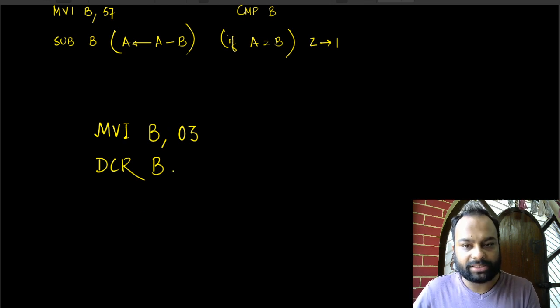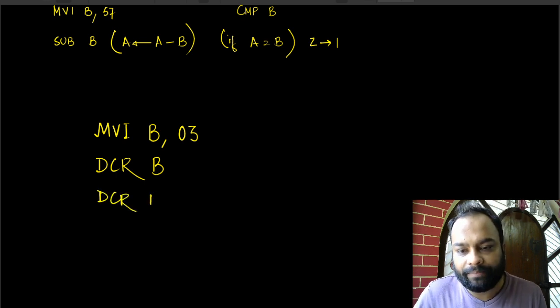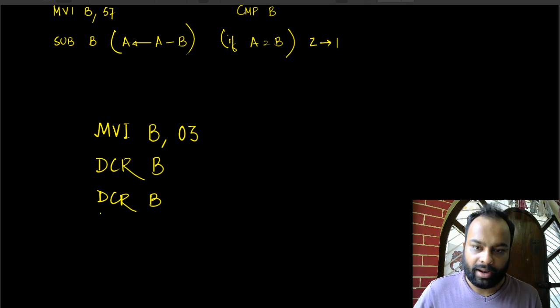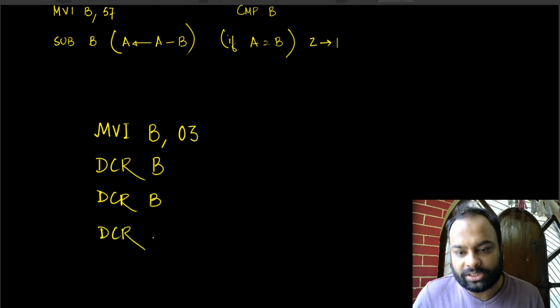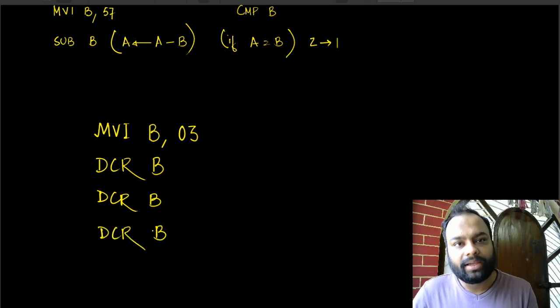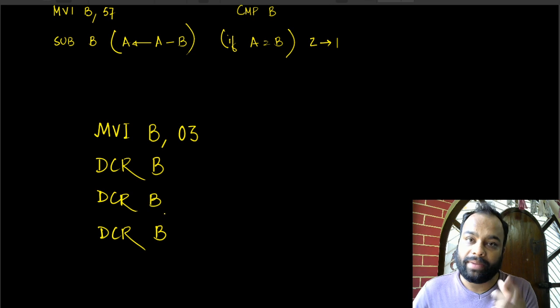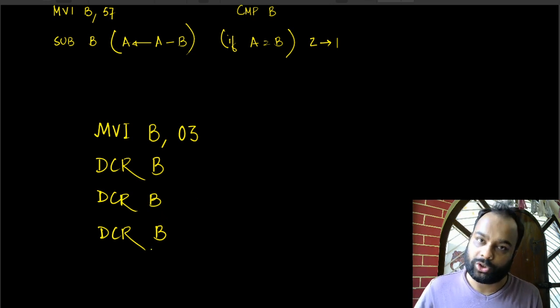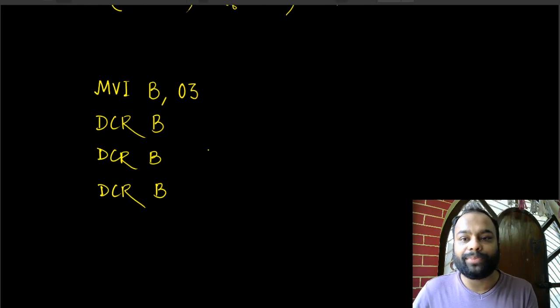Register B decrements and attains a value of 2. Then if I do DCR once again, it gets a value of 1. And if I do a DCR once more on register B, register B would now have become 0. After decrementing, if the register becomes 0, then the 0 flag is also set. That indicates whether this counting operation has finished.